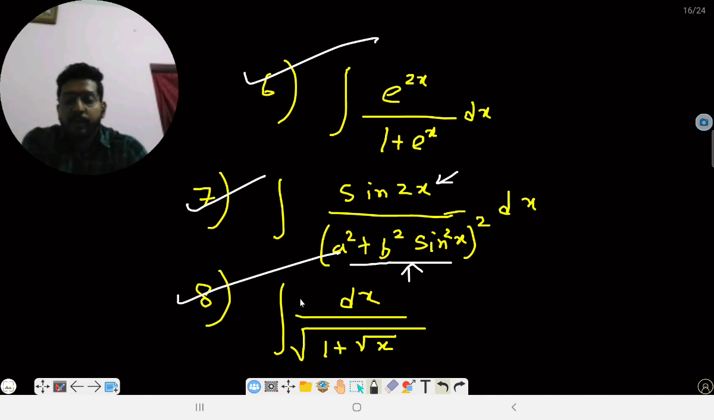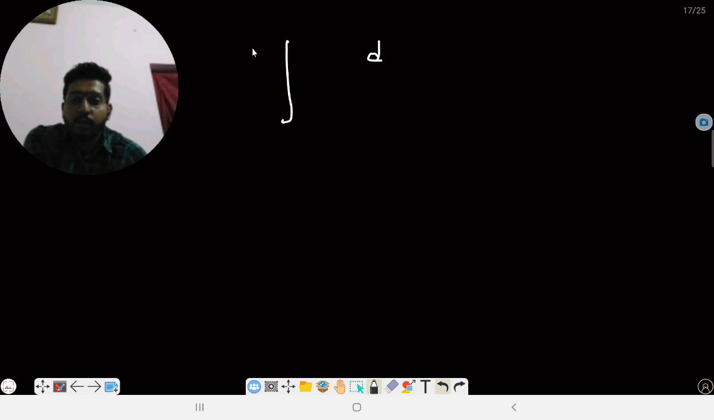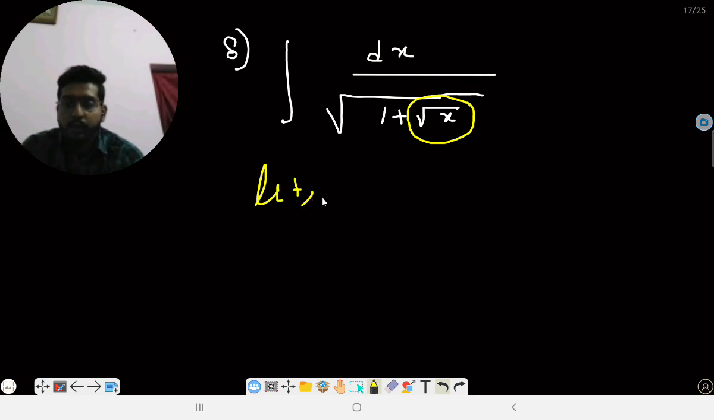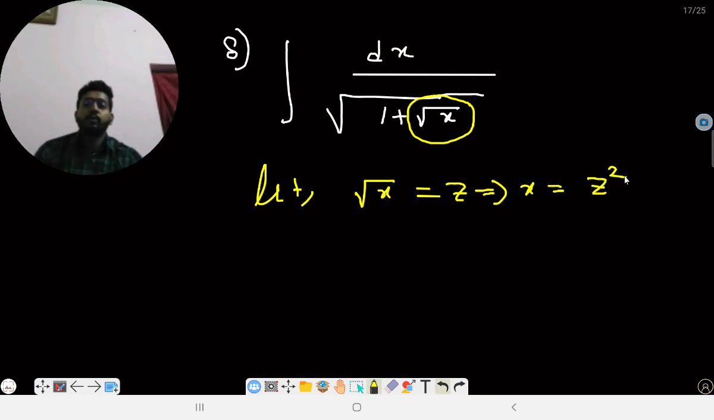Now this is a good problem, integration dx by root under of 1 plus root x. Okay, so this is question number 8. Now how to solve this one? For this one, first look at here, this is root x. So let root x equal z. That means x will be what? X will be z square.